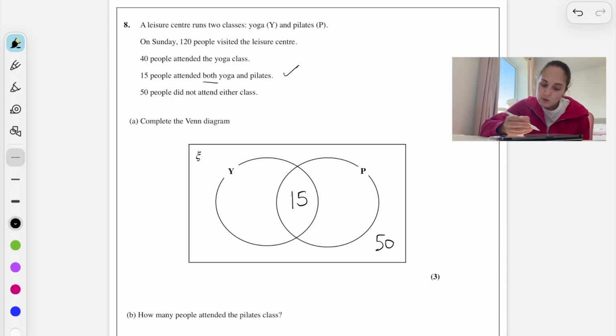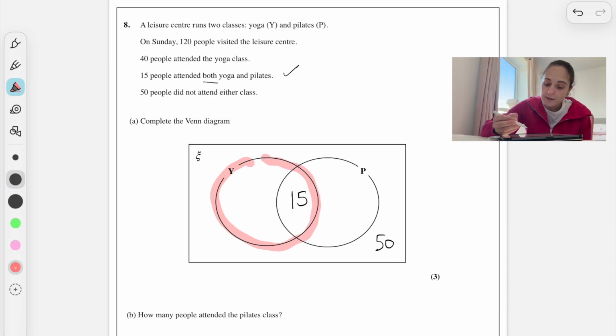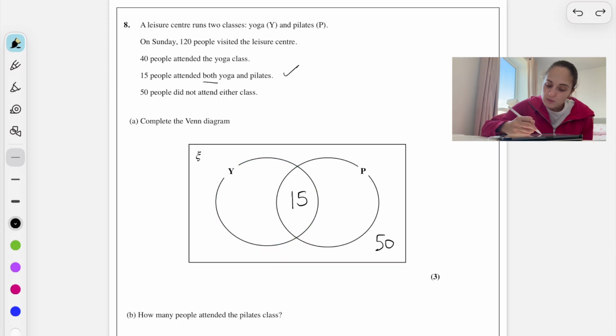It says 40 people attended yoga, so that tells us that this whole circle needs to add up to 40. So we've already counted 15, so that must mean there's 25 left. So I'm going to put 25 over here. And then to work out the number of people who just like Pilates, we're going to add up 25, 15 and 50. So that's going to be 90. That means we've got 30 people left. So I'm going to put those 30 people over here.